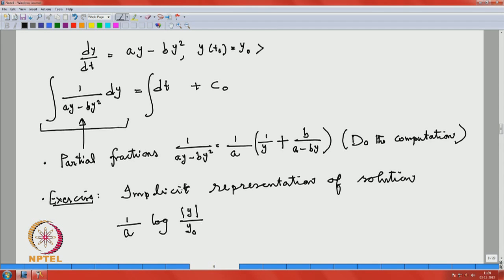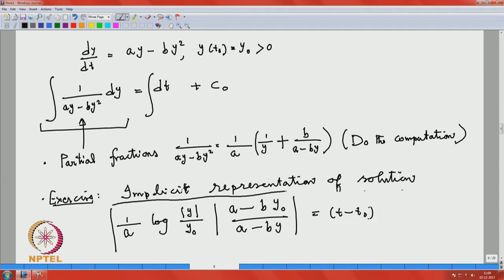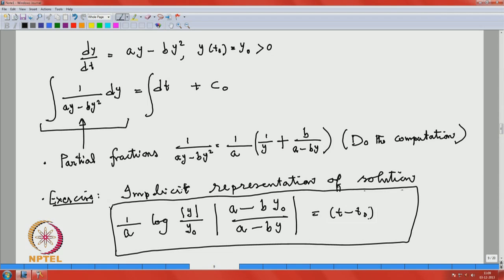Y naught is a positive quantity which is given to you, or it can be 0 also, no problem, but here it is greater than 0. Into modulus of a minus b y naught by a minus b y, to get that one is equal to t minus t naught. So, you have a solution representation. You see, quite often you stop at this stage. I don't want you to do that, okay. This is for t greater than t naught.